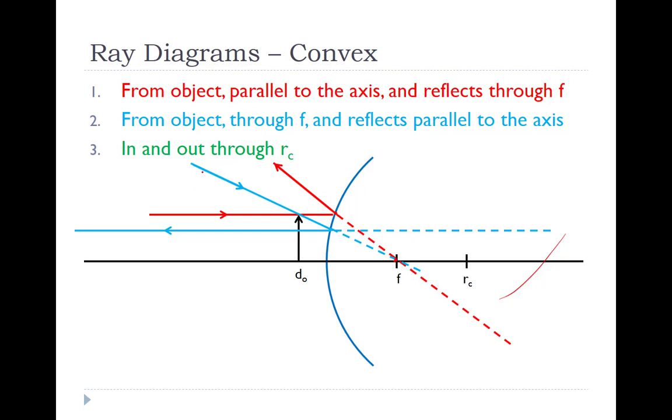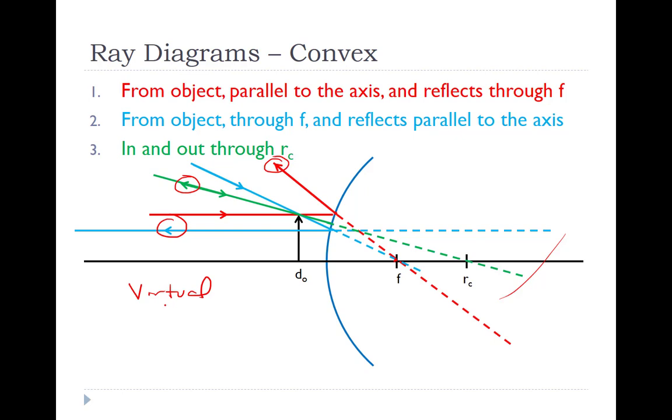The blue one, remember that one has to come in, hit the top of the object, and hit the focal point. So that looks like this. And then it has to reflect out parallel. And lastly, the green one goes in and out through the radius of curvature, or the center of curvature. So I have to hit the top of the object, and I have to hit RC. And again, if I compare my 3 outgoing rays, they don't cross in front of the mirror. Therefore, I cannot get a real image, and this must be a virtual image.